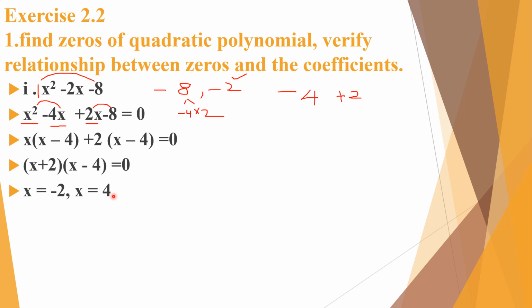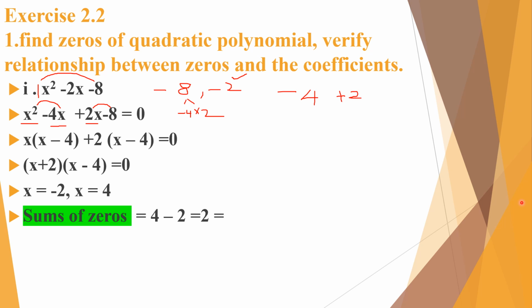Verify the relationship between the zeros and the coefficients. So, what we are going to find now is the sum of its zeros as well as the product of its zeros. When we do the sum of its zeros, we are going to check whether we get the correct values. So, we are going to verify it with the formula. Sum of its zeros, 4 minus 2, is equal to 2.